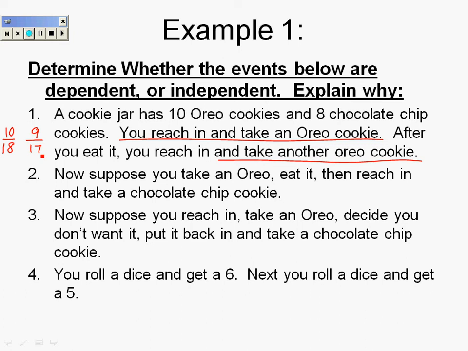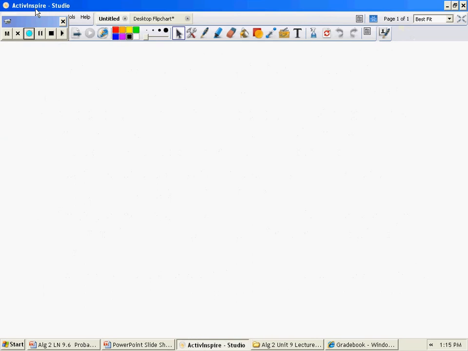Dependent. Okay, so I'm going to write my answer on another piece here. You guys might have to write yours on the side on your note paper there. The answer to number 1 is dependent, and the reason is that we're going to put a reason.